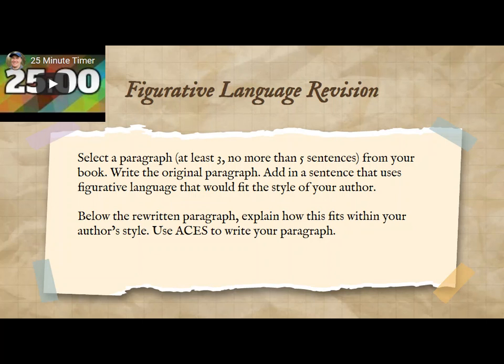And this assignment is on Schoology, so you'll type that paragraph in there. And you want to make sure that you highlight the sentence that you've added or bold it in some way. And then below that rewritten paragraph, you are going to explain how this fits in with your author's style. And you want to use ACEs to write your paragraph. So make sure that you're doing this within the Schoology assignment.